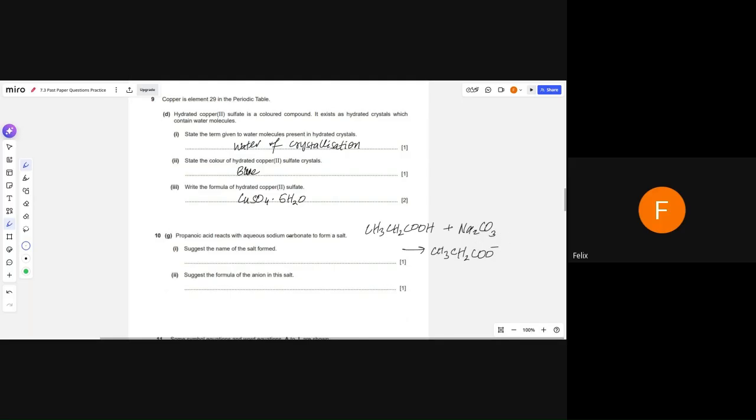And it will combine with the sodium, so it will become sodium propanoate: CH3CH2COONa, plus water, H2O. Carbon dioxide will also be released, since a carbonate is being used. But anyway, here the name will be sodium propanoate.